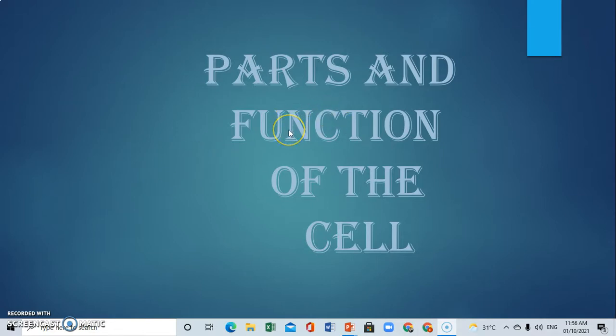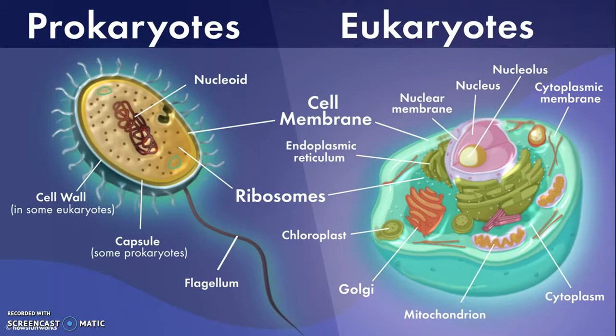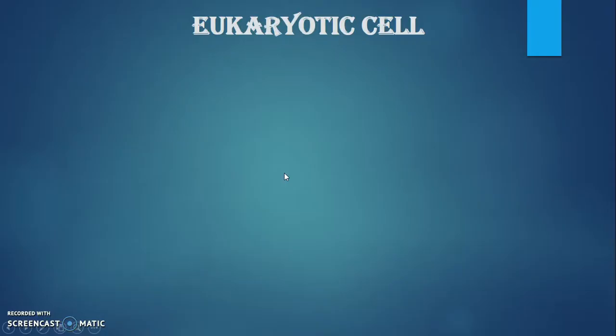There are two types of cell: the prokaryotic cell and eukaryotic cell. Prokaryotic cells include bacteria and archaea, while eukaryotic cells include plants and animals. Let's go first to the eukaryotic cell.